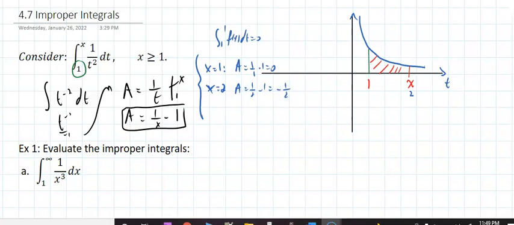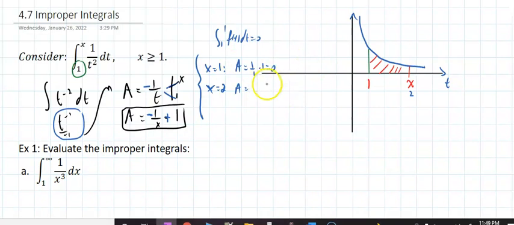Okay, I messed up. This is negative. I forgot to put the minus there. So there it is. It's negative 1. Again, this is negative 1 over t. So negative 1 over x minus a negative 1 is a positive 1. I was going to say, how could area be negative?